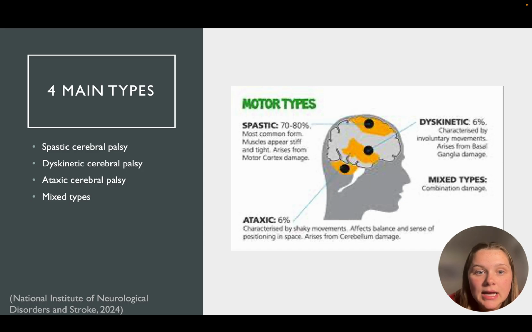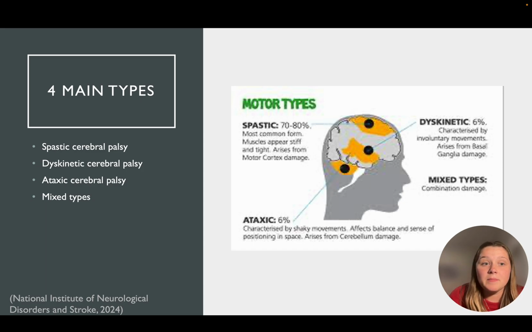Then we have dyskinetic. It's not as common. However, it means that when you move your hands, your feet, your arms, or your legs, it's slow, uncontrollable, or jerky. For ataxic, it's also not as common. However, people with cerebral palsy that do have it, it affects their balance and their depth perception. So children with this specific type of cerebral palsy often walk unsteadily with a wide-based gait, which means that their feet are further apart than normal.